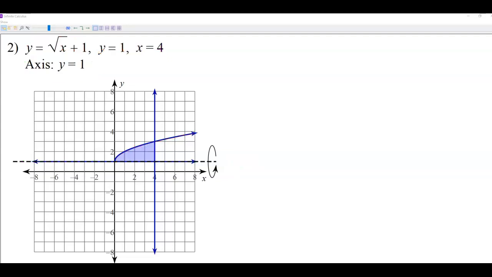Now, I want to rotate this shaded region around this axis of y equals 1. So how do I do that? Well, really it's just the same way. Step 1 is to find your radius.